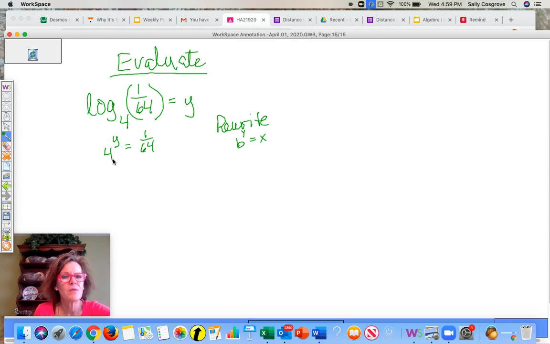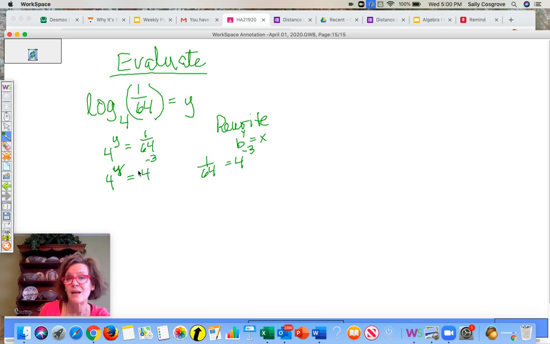4 squared is 16, 4 to the third is 64, but this is 1 over 64. It's the reciprocal of 4 to the third. So what do we put on our exponent to get us the reciprocal? Do you remember? Yeah, negative. So I can rewrite 1 over 64 as 4 to the negative third. Now I'm going to substitute that in. 4 to the y equals 4 to the negative 3. And now my bases are the same, so I can set my exponents equal to each other, and y equals negative 3.